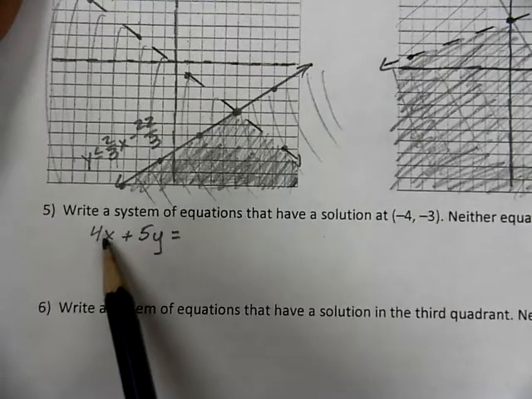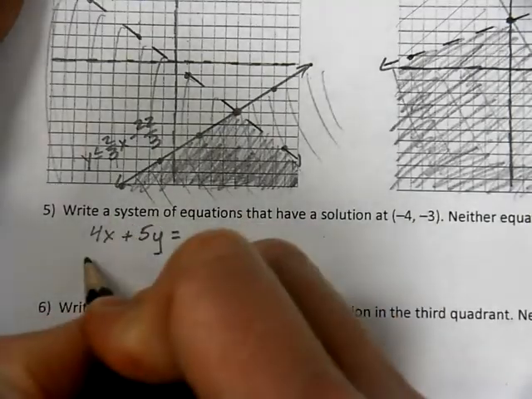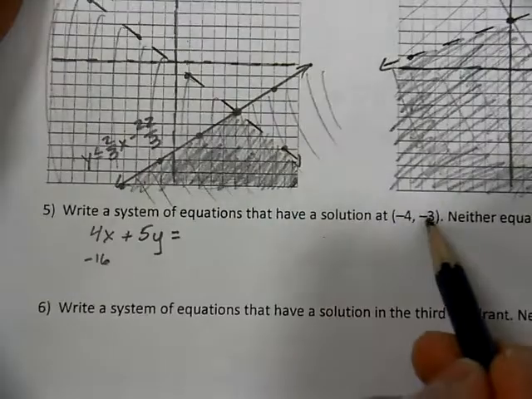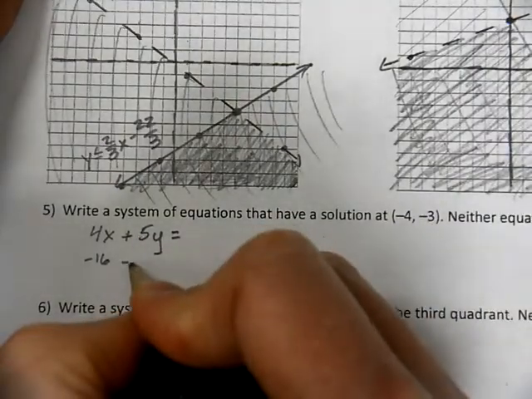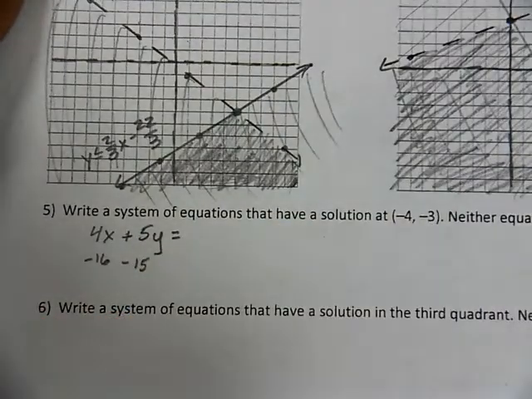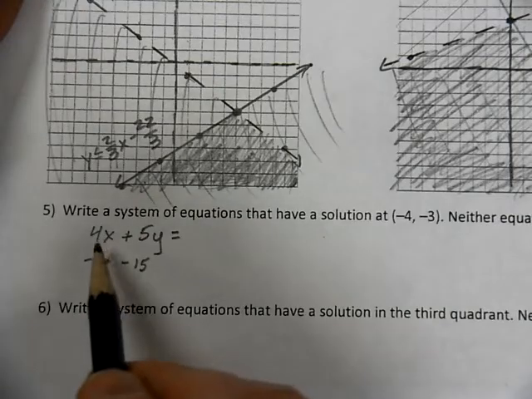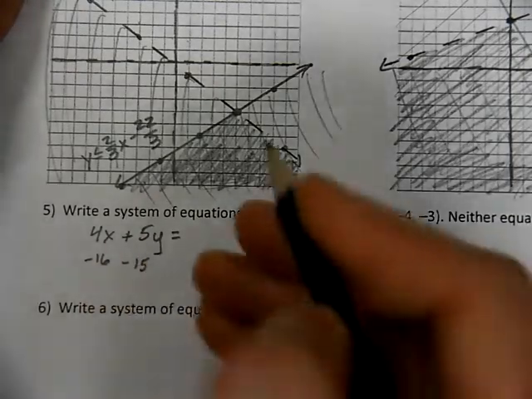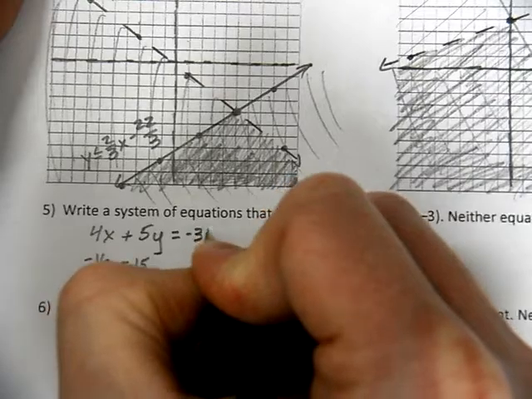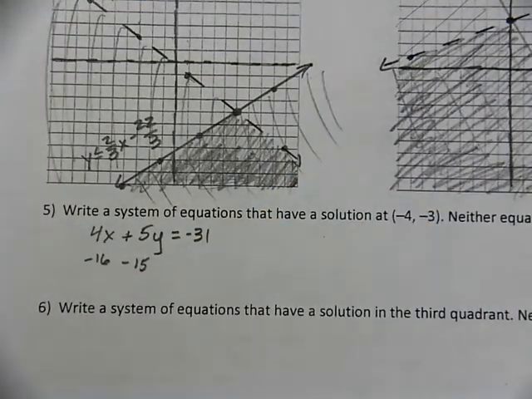So we plug in our negative 4 to get negative 16. Plug in our negative 3 to get negative 15. And those put together gives us a negative 31. There's our equation.